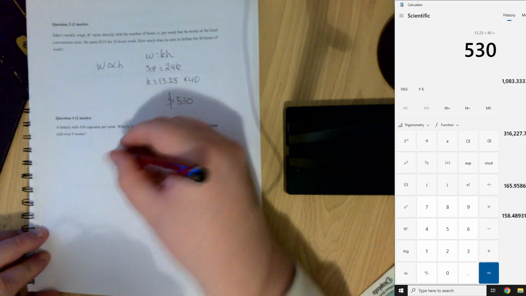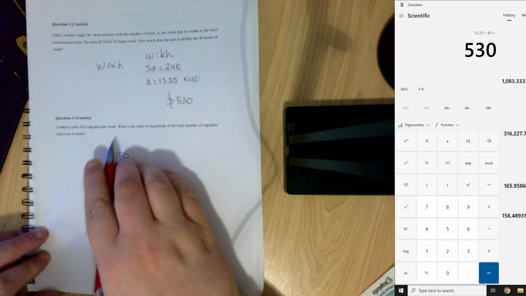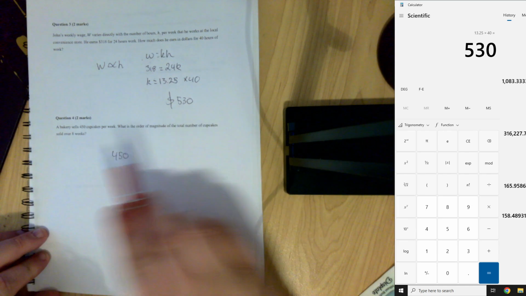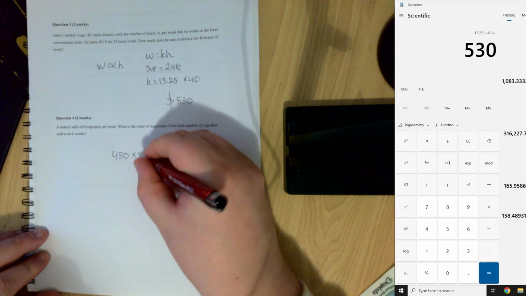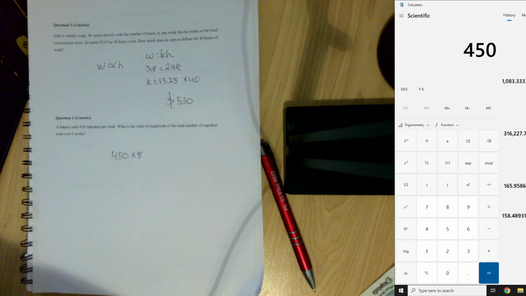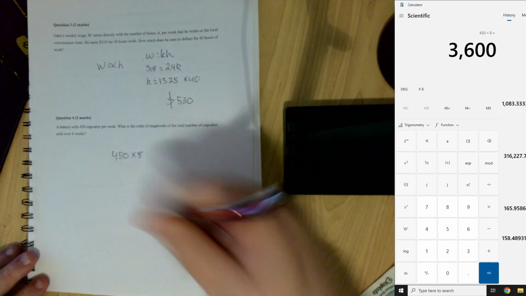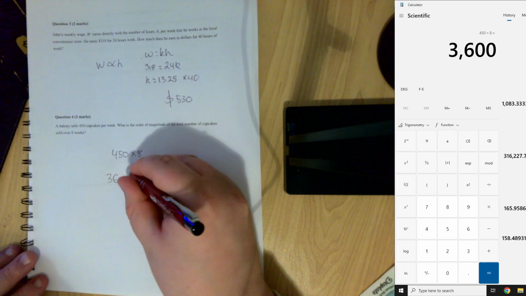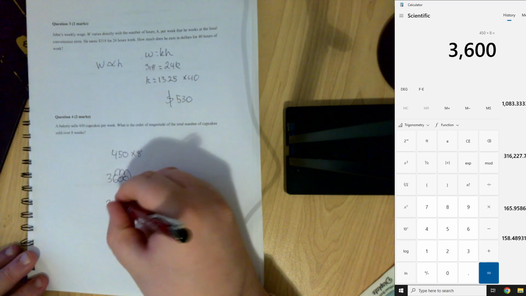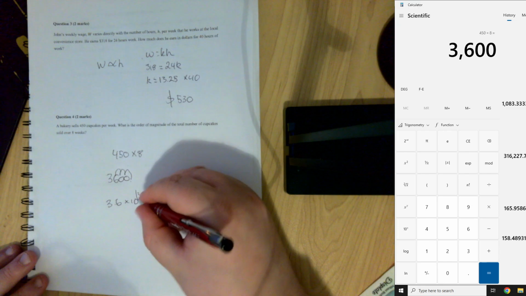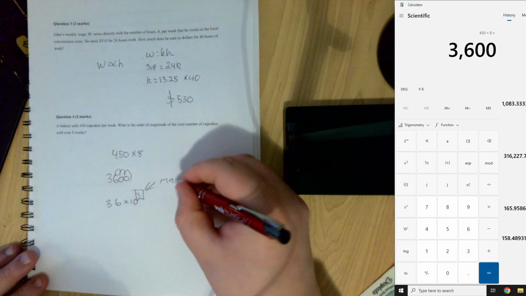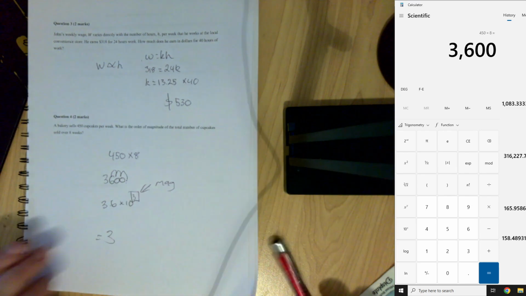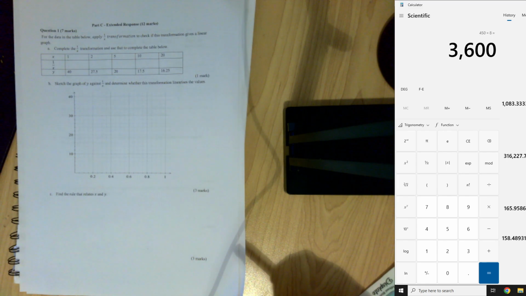And then the bakery sells 450 cupcakes per week. What's the order of magnitude if the total number of cupcakes is sold over 8 weeks? So this is an easy question. Multiply that by 8. It's 3,600. To find the order of magnitude of that, we turn it into scientific notation, which is 3.6 times 10 to the power of 3, which means that's an order of magnitude of 3. Nice and easy. Just remember, order of magnitude and log are not necessarily the same thing. It can be, but it doesn't always have to be. Alright.